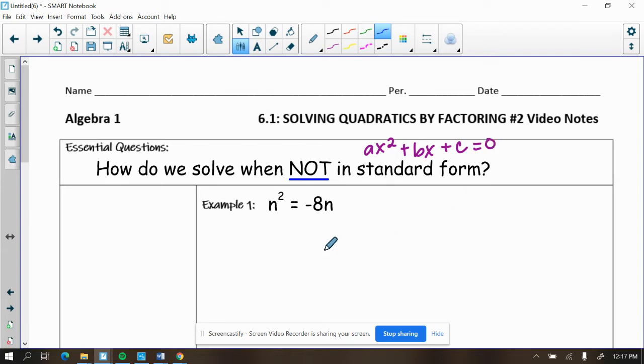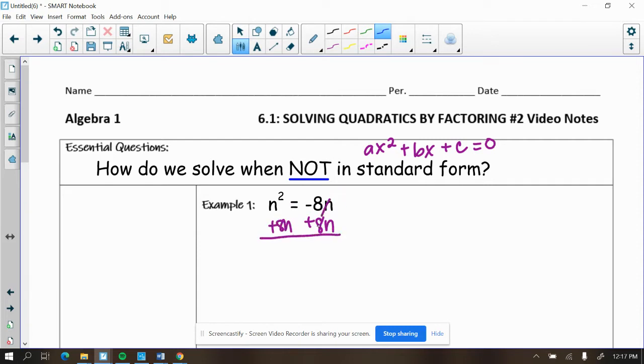So basically, when they're not in standard form, we want to move everything that's not on our left side of our equation to the left side. So if it's on the right side of our equation, we need to move this over to the other side so that our right side equals 0. Okay? So n squared equals negative 8n. So to move this negative 8n over, we have to do the opposite and add it, right? So add to both sides.